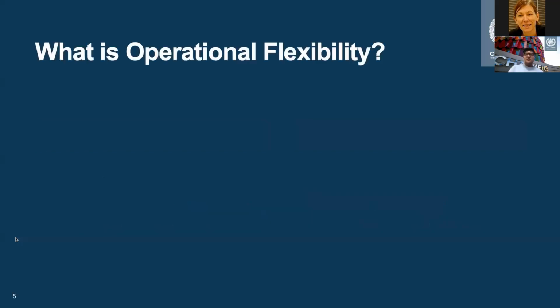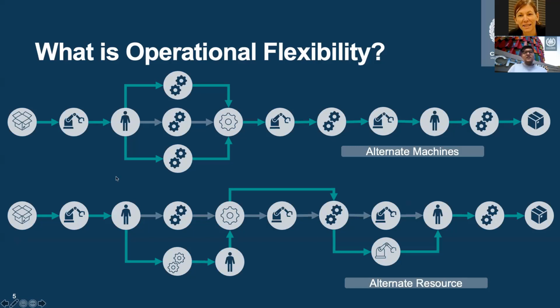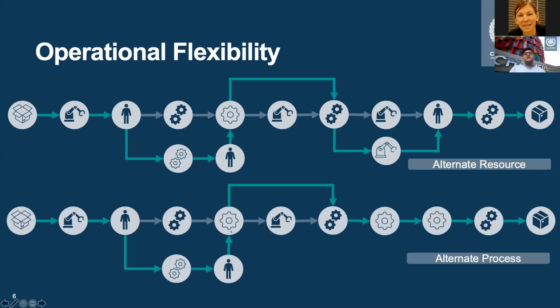Now, coming back to operational flexibility, what is operational flexibility? Having operational flexibility means you can use alternate machines to produce your given set of parts. It also means using alternate resources to produce your given set of parts and products. Operational flexibility also means that you can use alternate processes to produce your given set of parts. So if you have a system where you can easily change your products, your machines, your resources, and even your processes, then you have a good level of operational flexibility.